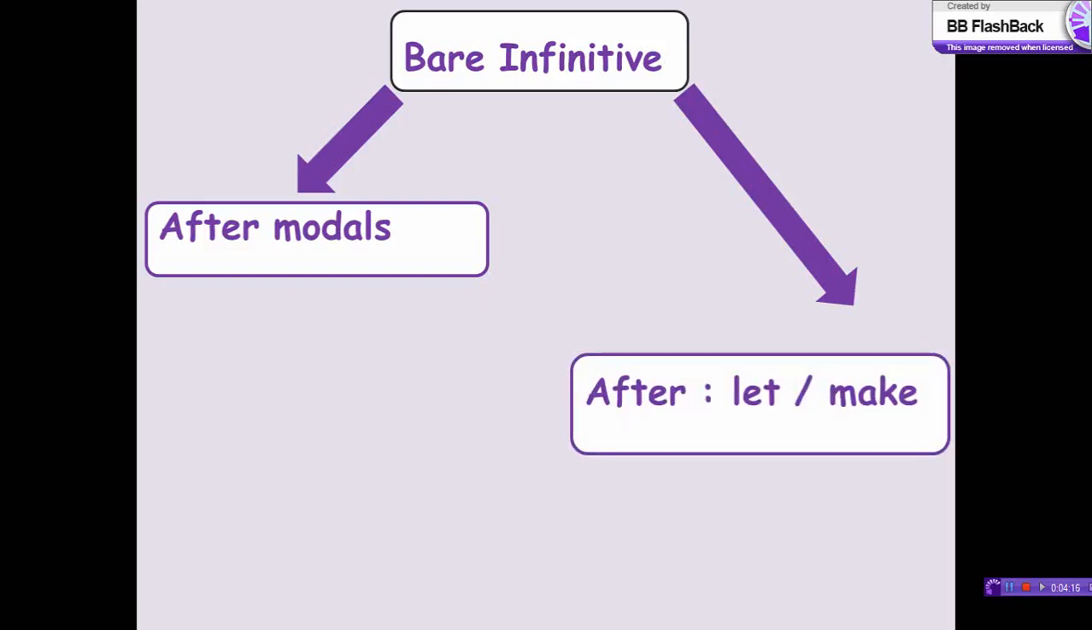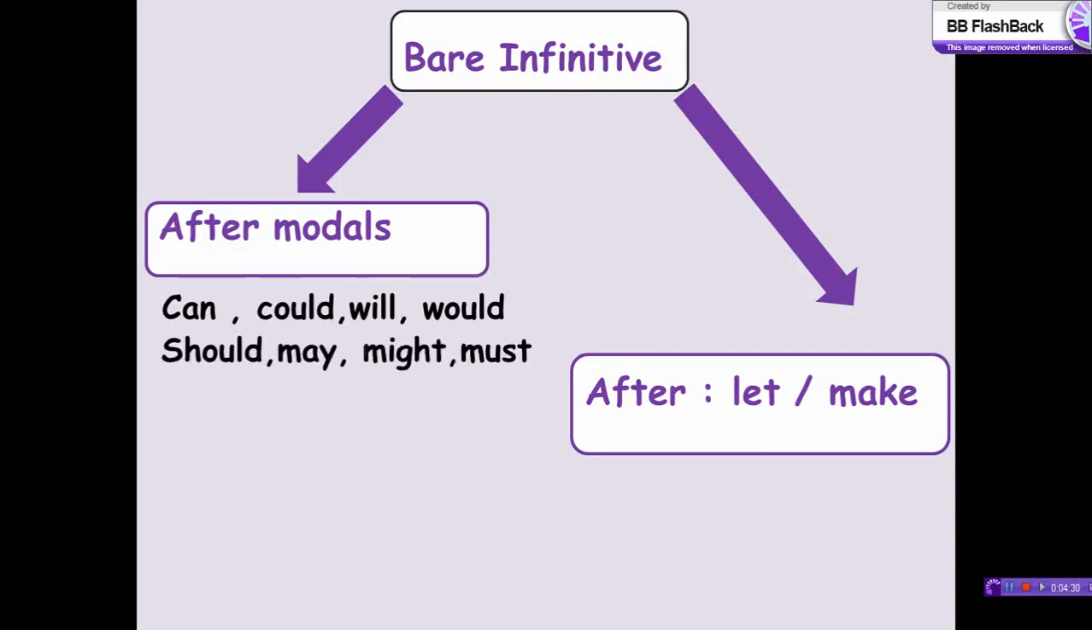So after the modals, we took some of them in the first term: can, could, will, would, should, may, might, must. So for example, I can spell this word. So after can, I put the verb only, without to.